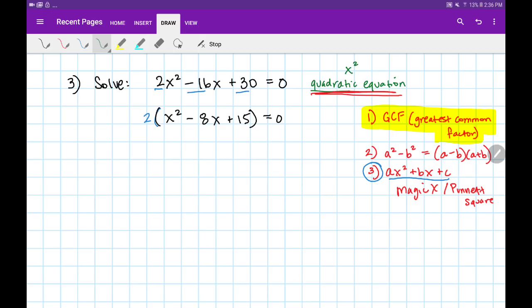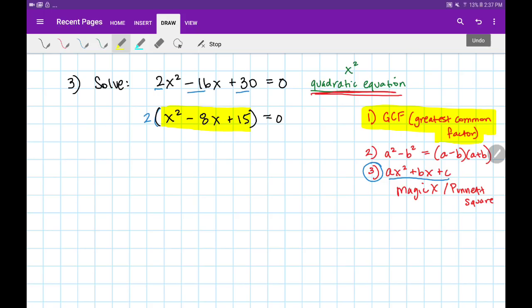So now, in case you didn't know how I got that, I just divided every term by 2 to see what was left on the inside. So 2 times x squared gives me 2x squared. 2 times negative 8x would give me the negative 16x. And then 2 times 15 gives me positive 30. So you just need to make sure that when you pull a number out in front, you're filling inside appropriately.